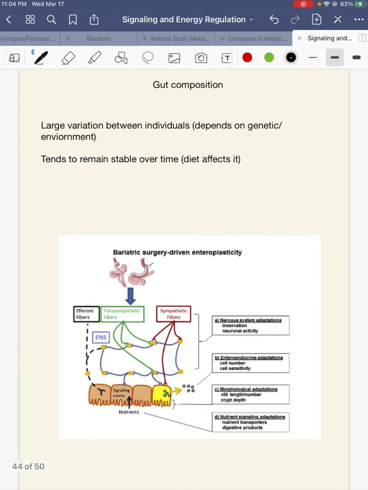Okay. The gut composition actually varies between individuals. It depends a lot on the genetics and the environment. It remains stable over time, but actually, if you change your diet, you can completely change your entire gut microbiome. So diet affects it greatly.